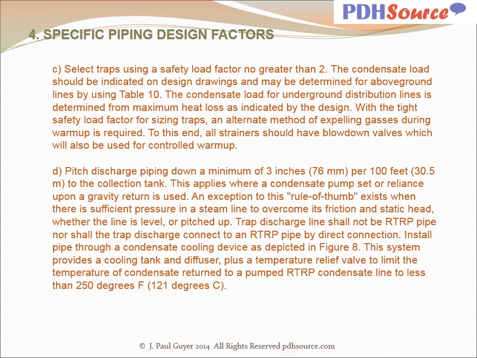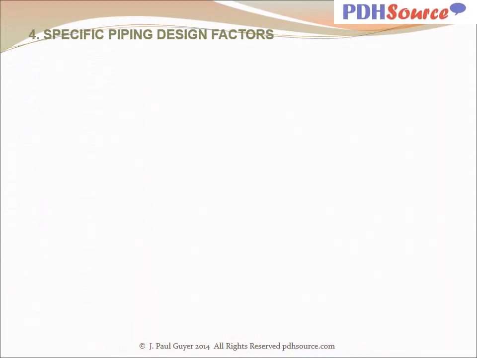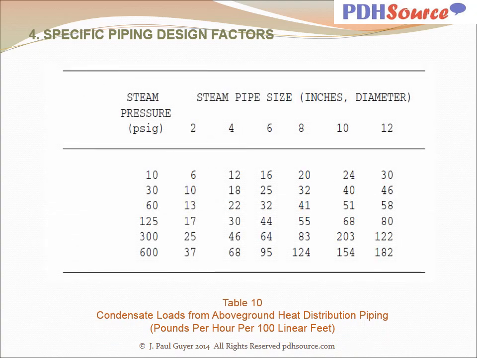Trap discharge line shall not be RT-RP pipe, nor shall the trap discharge connect to an RT-RP pipe by direct connection. Install pipe through a condensate cooling device as depicted in Figure 8. This system provides a cooling tank and diffuser plus a temperature relief valve to limit the temperature of condensate returned to a pumped RT-RP condensate line to less than 250 degrees Fahrenheit. Table 10 indicates condensate loads from above ground heat distribution piping in pounds per hour per 100 linear feet.